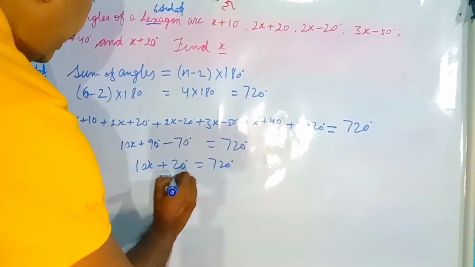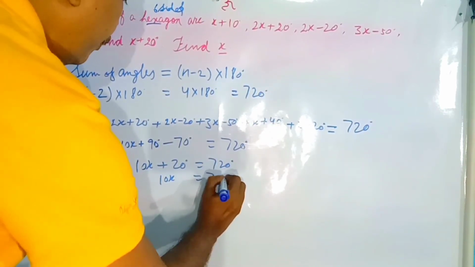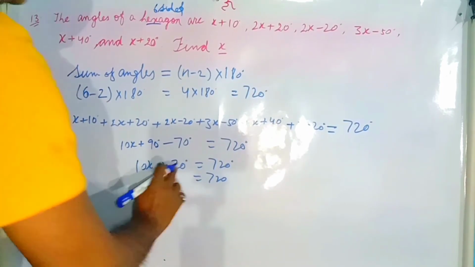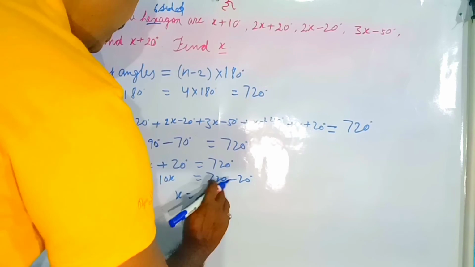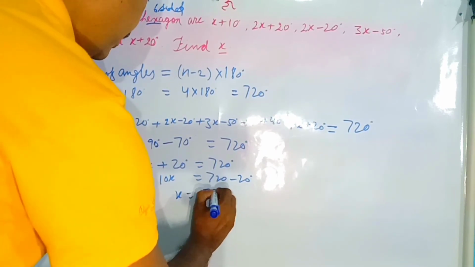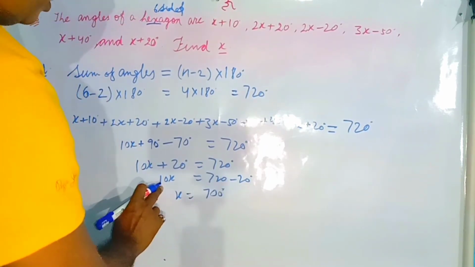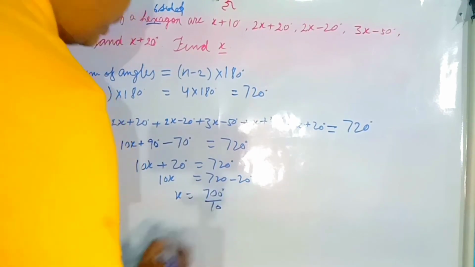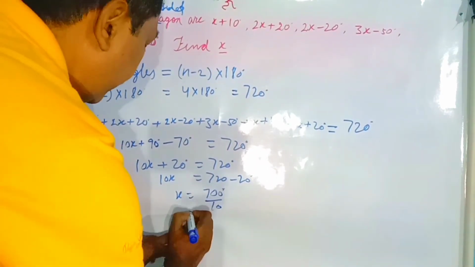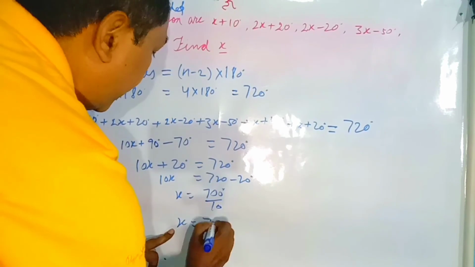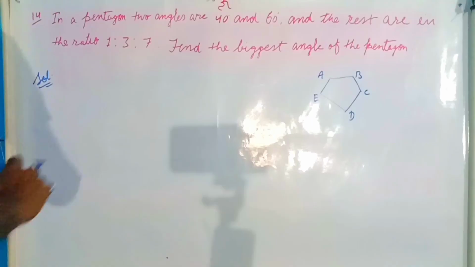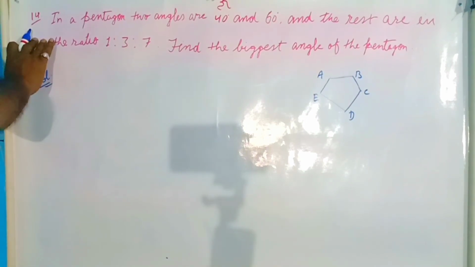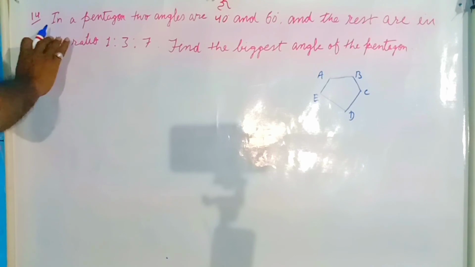Then 10x equals 720, here is plus 20, then here it will be minus 20 degrees. Now x equals 720 minus 20, that will be 700 degrees, and here is 10, then here it will be 10. So x equals 70 degrees. That is the answer.